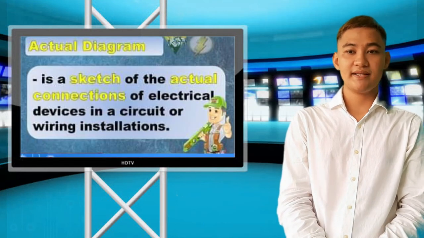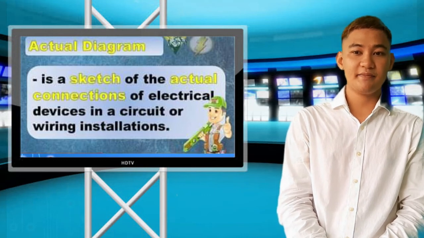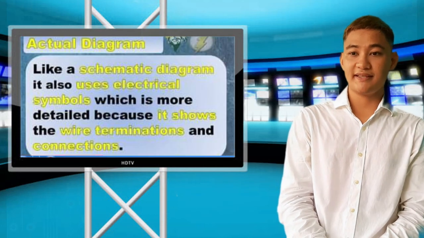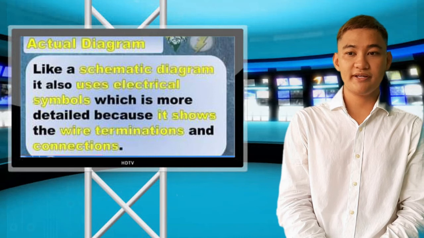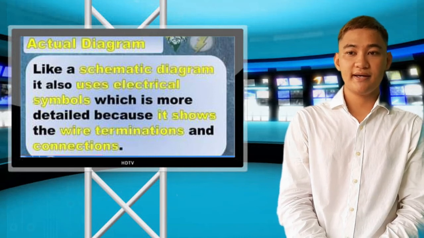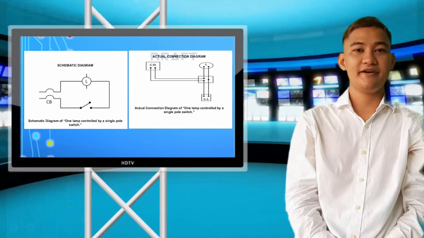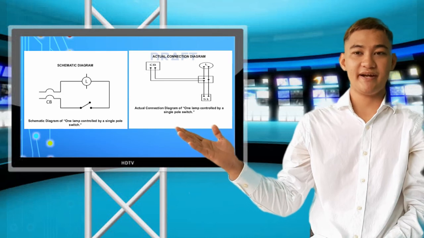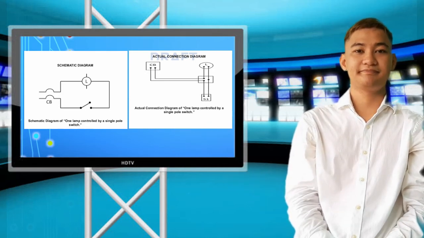Then, actual diagram is a sketch of the actual connection of electrical devices in circuit or wiring installation. Like a schematic diagram, it also uses electrical symbol, which is more detailed because it shows the wire termination and connection. Here are the examples of a schematic diagram and actual diagram. It is one lamp controlled by a single pole switch.